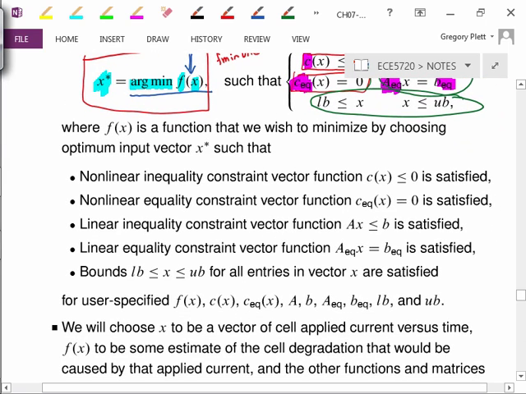So I think we said all this. We said that the nonlinear inequality constraint c of x less than or equal to 0 must be satisfied, c equality of x equals 0, Ax less than or equal to b, Aeq x equals beq, and x between the lower and the upper bounds for all entries in x must be satisfied. And the user specifies what is the cost function f of x, what are these nonlinear constraints, what are the linear constraints, and what are the lower and upper bounds. Those are all passed into fmincon.m.